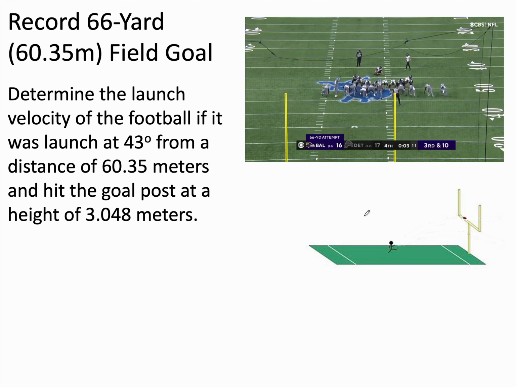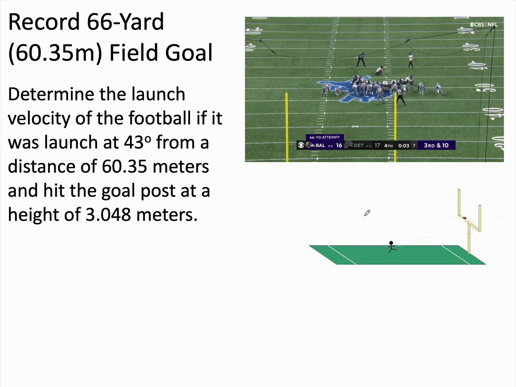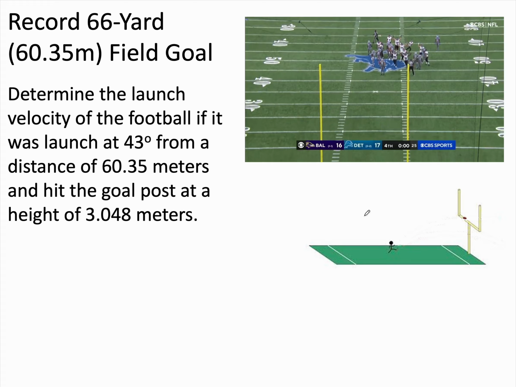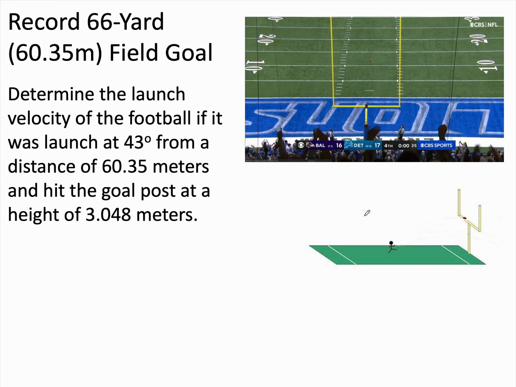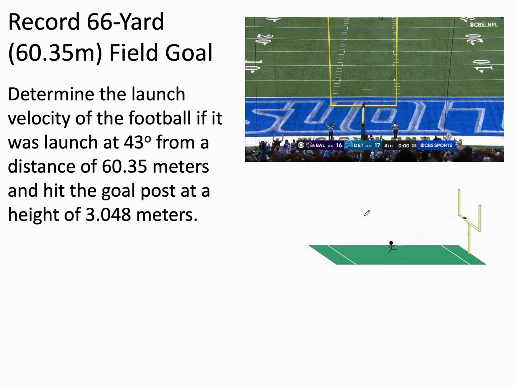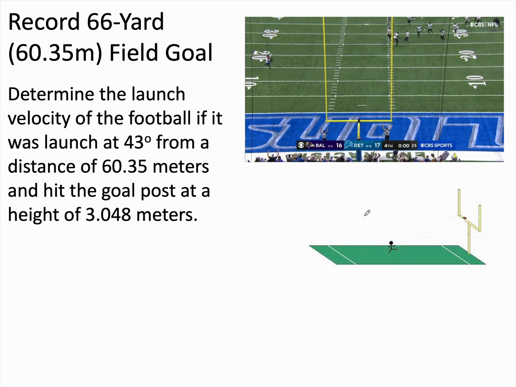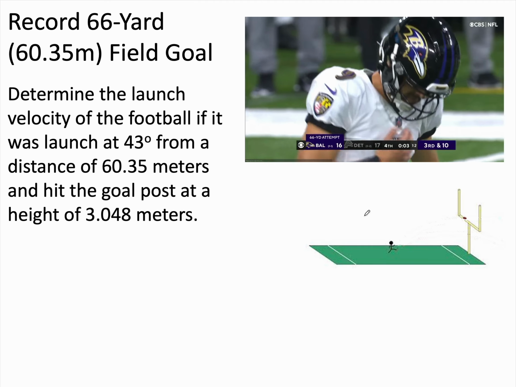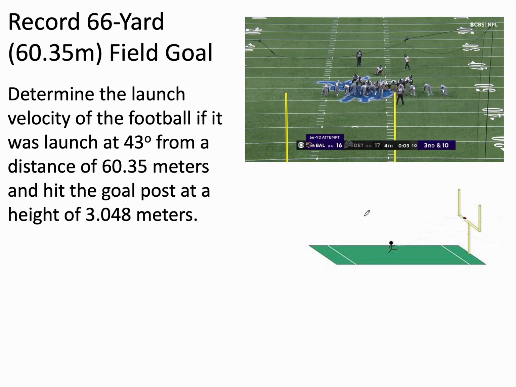Up to this year, this was the record field goal. That's actually just changed recently. But take a look at this particular shot. In this case, we're assuming that they went a little bit shallower to get maximum range because of air resistance. So I'm saying 43 degrees. And it reached a distance of 60.35 meters and hit the goalpost at a height of 3 meters. So it barely made it.